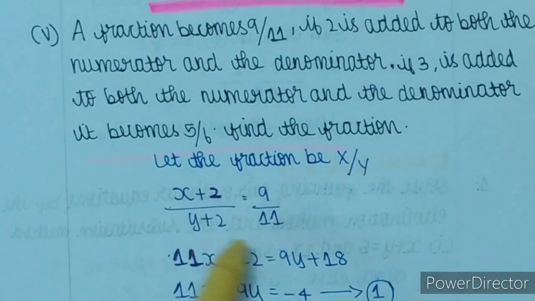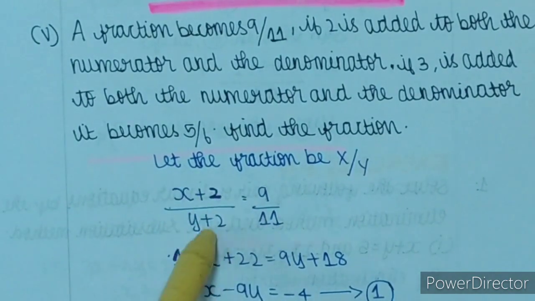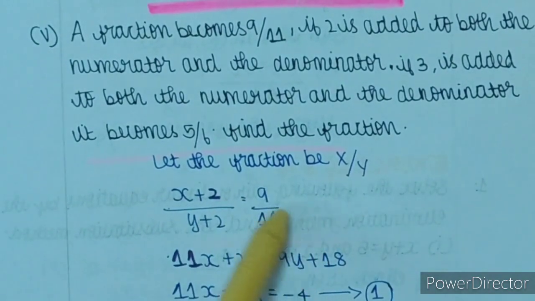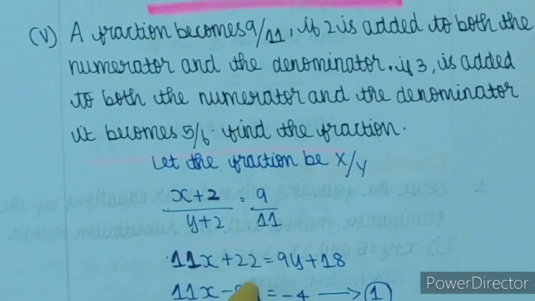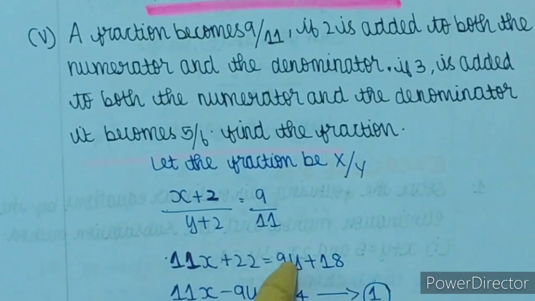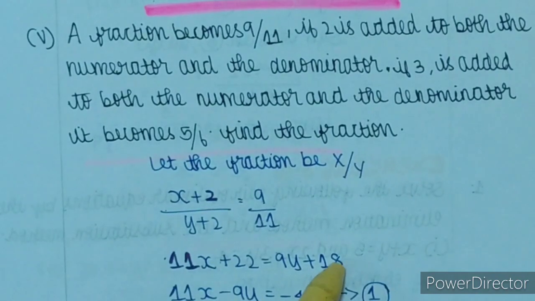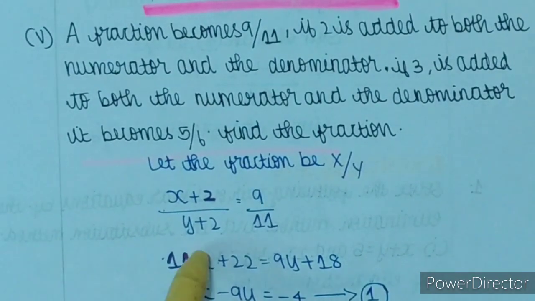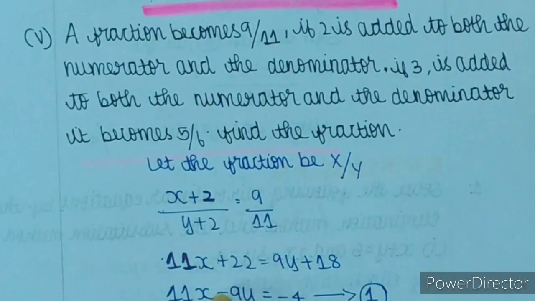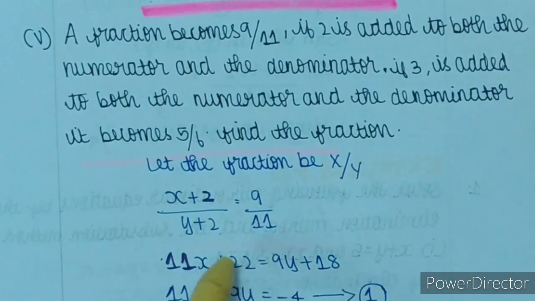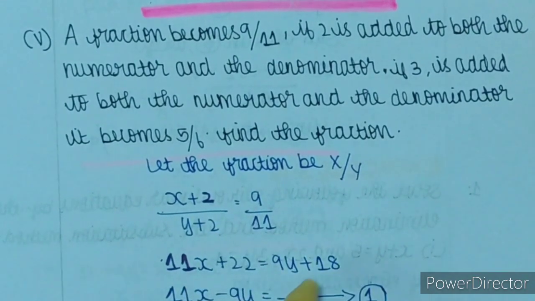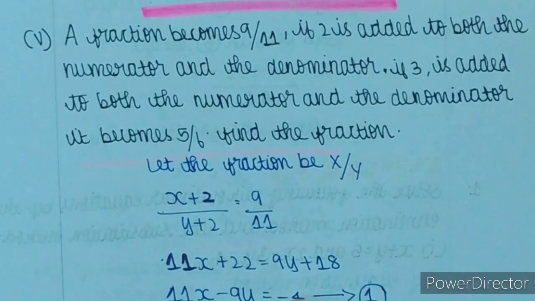So cross multiplying it, you will get 11 into x plus 2 is equal to 9 into y plus 2. That means 11x plus 11 times 2 is 22, is equal to 9y plus 9 times 2 is 18. So, bringing x and y to one side, 11x minus 9y is equal to, taking 18 to the other side, minus 18, and 22 to the other side, minus 22, which is equal to minus 4. This is the first equation.